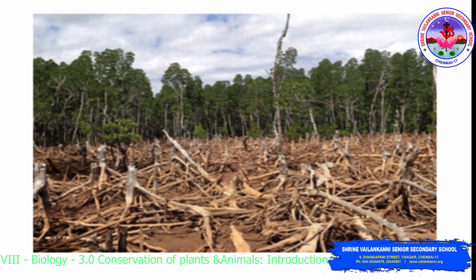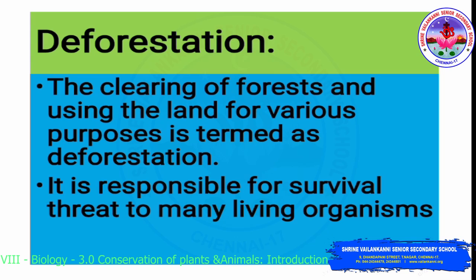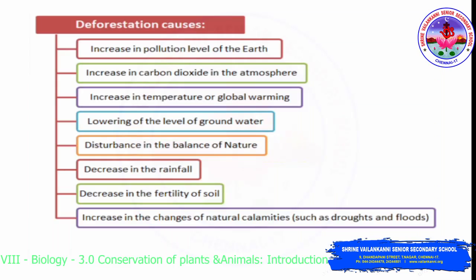In this snap you can see the greens as well as the dry part. So half of the part you can see there is a clearing of forest, which relates to cutting or removing the trees, known as deforestation. The clearing of forest and using the land for various purposes is termed as deforestation. It is responsible for survival threat to many living organisms.